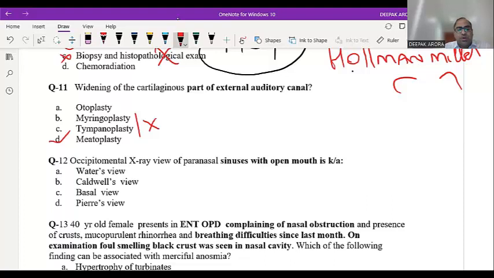Clear? Coming to the next one, occipitomental. First of all, tell me what is occipitomental. Occipitomental view is here. What is it?